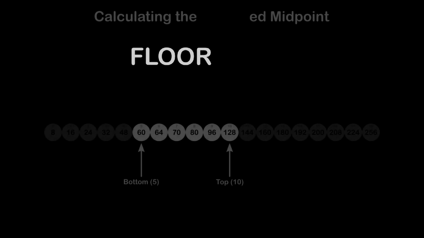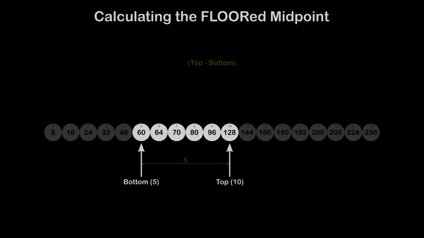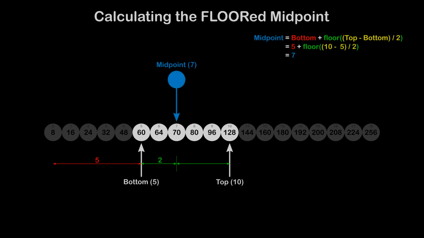When calculating a floored midpoint, we first determine the difference between top and bottom indices and subsequently divide by 2. Applying the floor function, this value is further rounded down to its nearest integer representation. Finally, by offsetting the value relative to the bottom index, we determine the current floored midpoint as bottom plus floor of (top minus bottom) divided by 2.